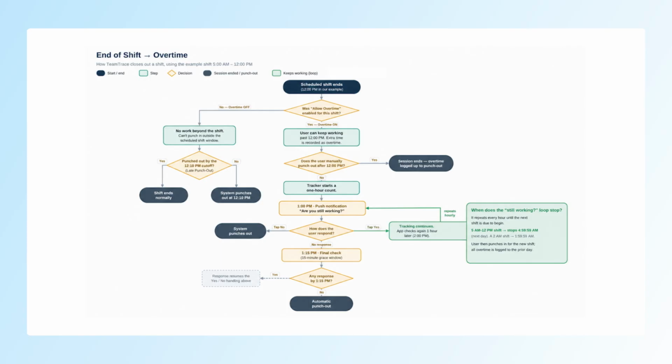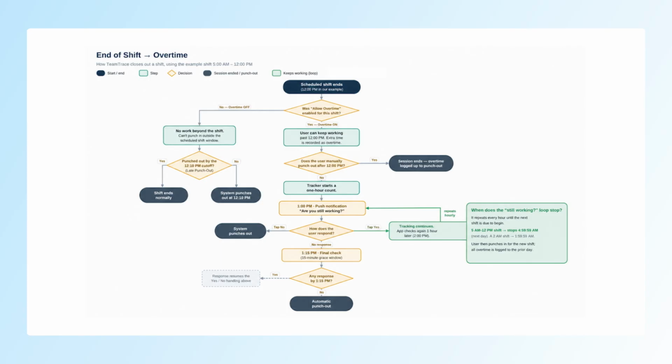How the user responds decides what happens next. If they tap Yes, tracking continues and the app checks in again an hour later at 2 p.m., repeating this loop for as long as they keep working. If they tap No, the system punches them out. And if they don't respond at all, the app runs a final check at 1:15 p.m. If there's still no response, it triggers an automatic punch-out. This still working loop continues right up until the next shift is due to begin.